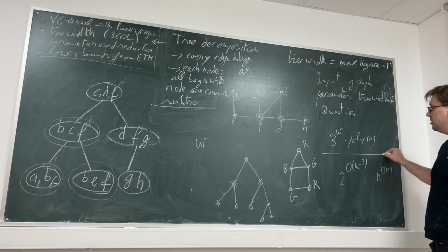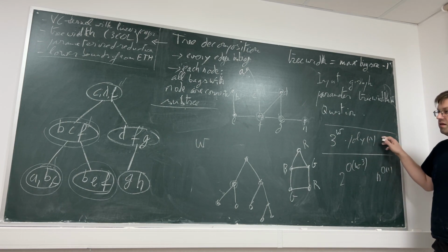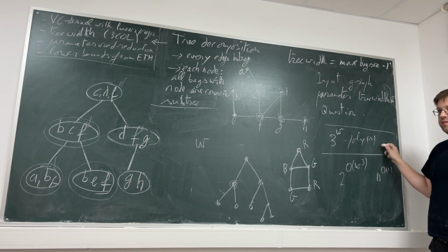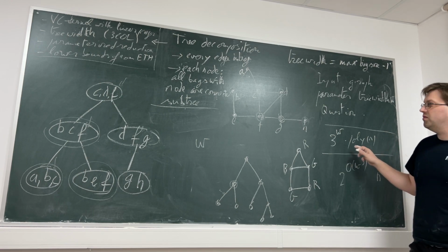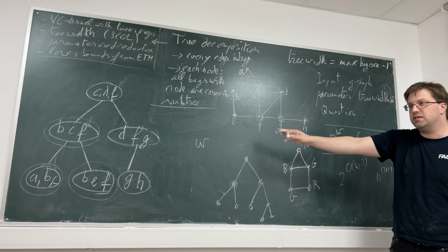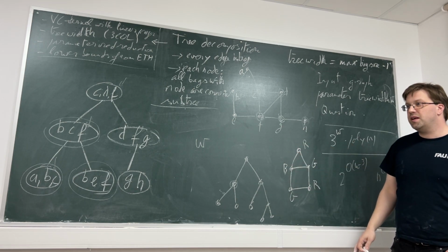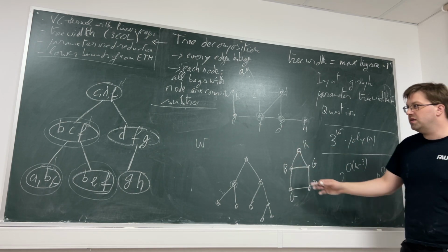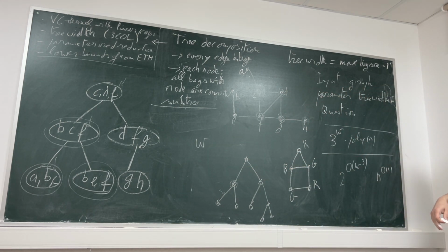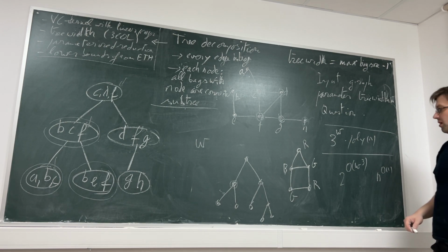So now we want to understand why there is an algorithm that runs in time 3 to the power W times poly n. By the way, for every graph with n nodes, there is always a tree decomposition with poly n bags and minimal width. So if the tree width exists, it's polynomial size.